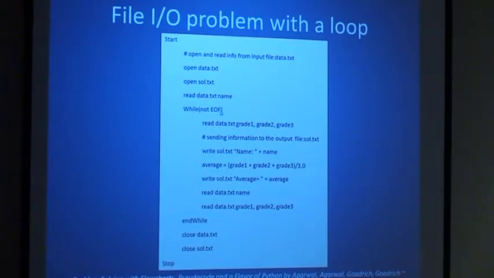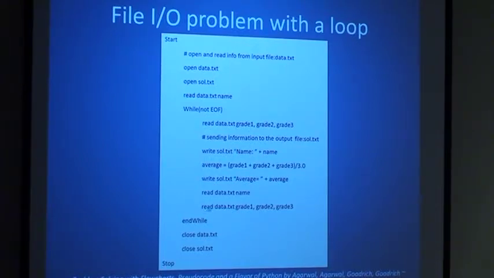While not end of file, EOF is standard for end of file for the last 60 or so years. Read the 3 grades from the file. Sending information to the output file, write the name. Now, in pseudocode, you don't need to convert to integer and all that stuff, right? You can assume they've been converted somewhere. Divide by 3 to get the average, write the average. Read the next name. Why do we do this? For the loop to keep going, otherwise you would have the same name.